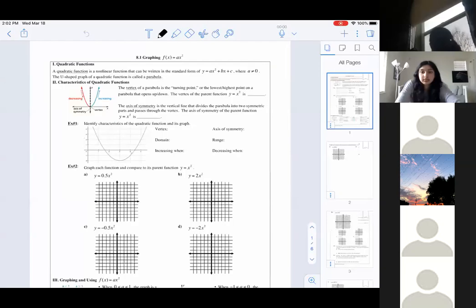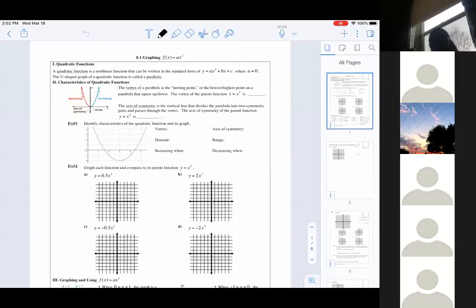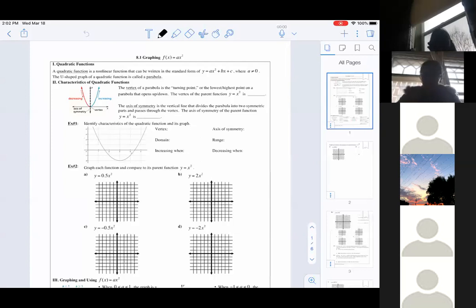Let's start. Okay, so 8.1. Now remember that we did not take the chapter 7 test. Try to do some problems in between from chapter 7 so that you guys don't forget those factoring skills. All right? Okay. So 8.1.